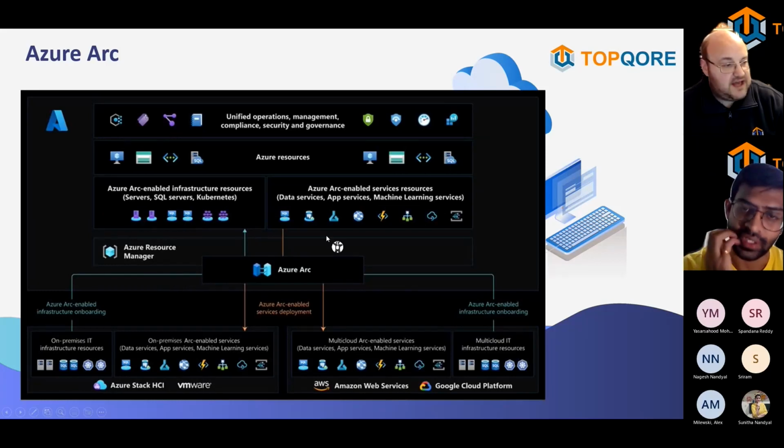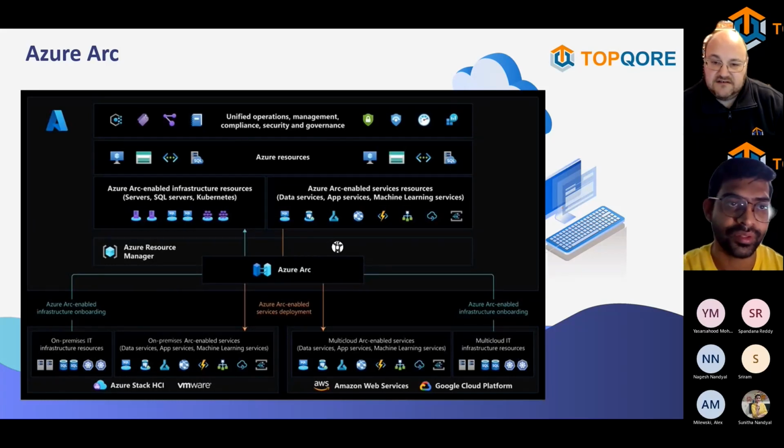And that is just by adding an agent to it and a few add-ons to the agent, which enable you to run all of these workloads. The extensions, right? Exactly. So it gives you that flexibility.